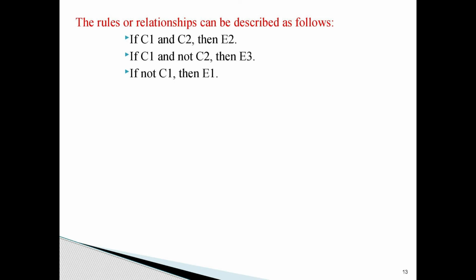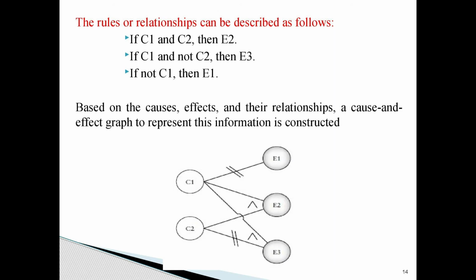If C1 and C2 are not occurring, then effect E3 will be occurring. Not of C1 is nothing but, if cause C1 is not occurring, then the effect E1 will be occurring. So they are represented in the form of a diagram. C1 and C2 are causes and E1, E2 and E3 are effects. The cap symbol represents an AND operation and dashes represent the NOT operation. So with the help of this diagram, we are representing all the relations described above.